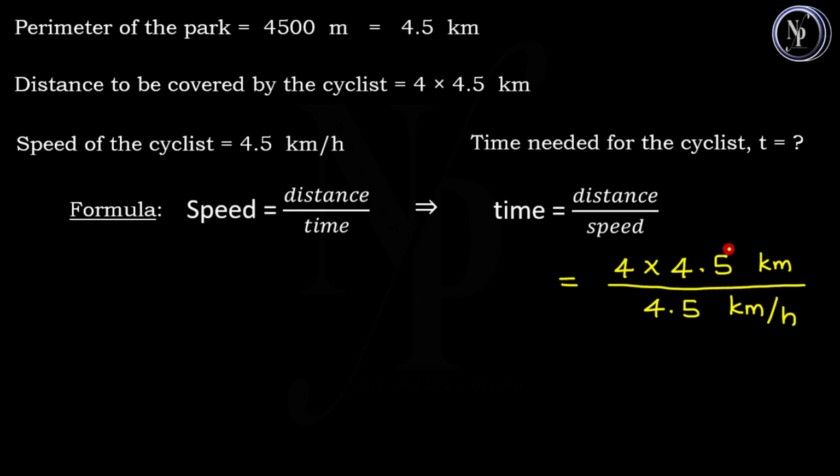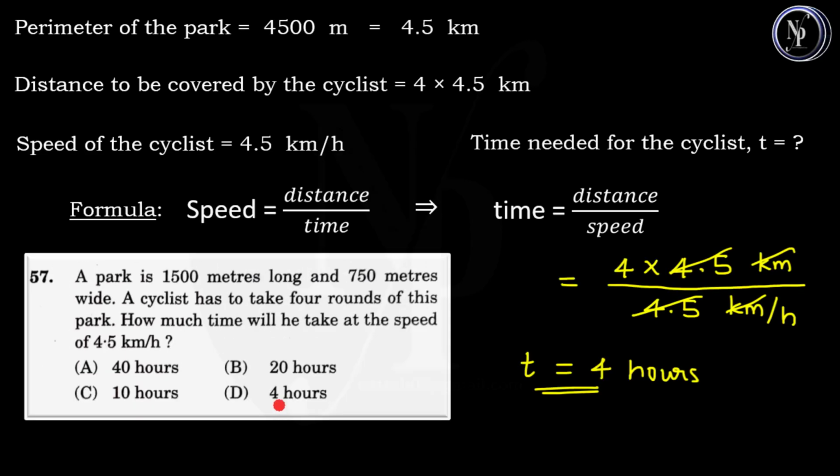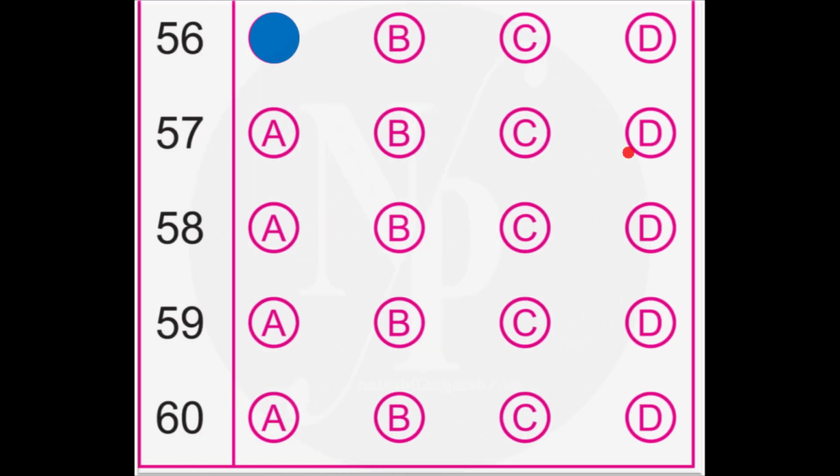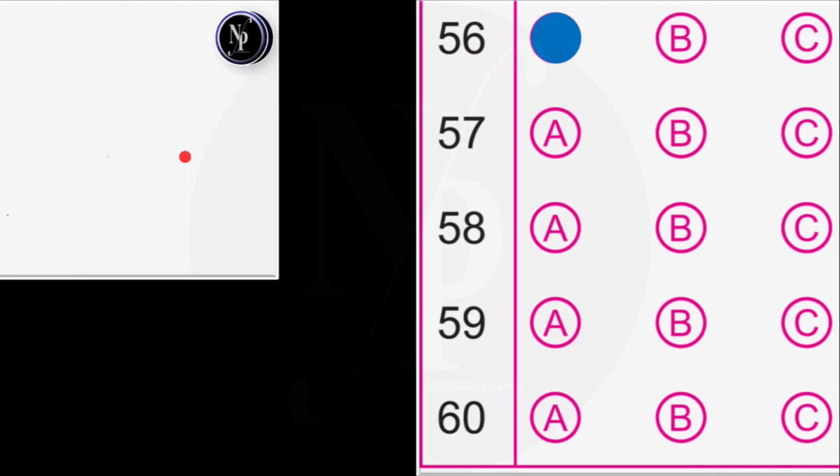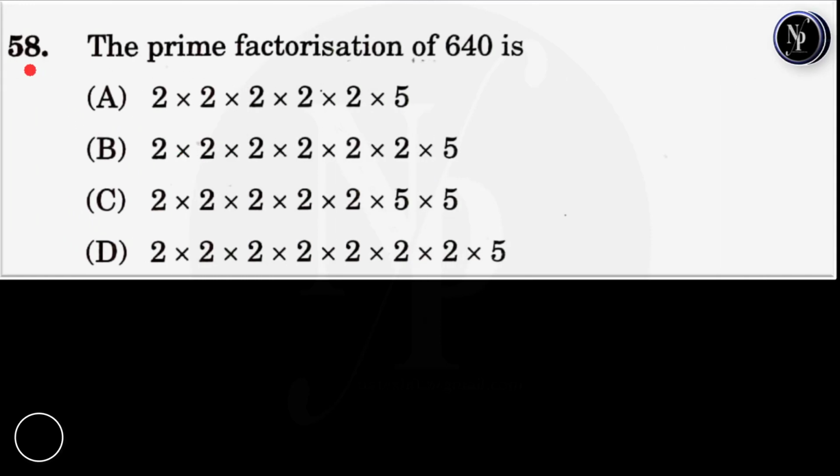So here we can cancel this 4.5 with the 4.5 in the denominator, and also kilometer and kilometer cancel. The hour is in the denominator of the denominator, which goes to the numerator. Therefore, time t is equal to 4 hours. Now looking at the answer options in the question, we find that 4 hours is in answer option D. So we mark answer option D as the correct answer for question number 57 and we then move to the next question, question number 58.